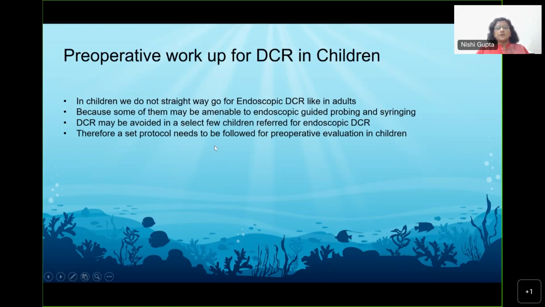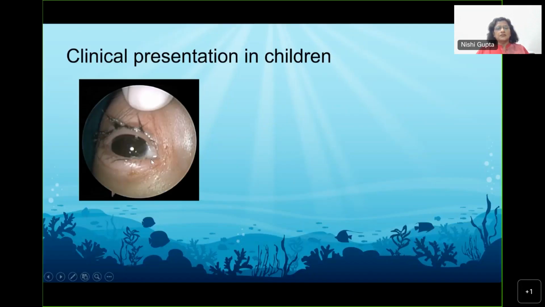We need a definite protocol for preoperative evaluation in children because of many reasons. If a child comes to us with this kind of presentation with matting of eyelashes, excoriation of the skin, and edema around the eyelashes with thick purulent discharge, the diagnosis is clear. Whether we will do probing and syringing or DCR in this case, we'll be talking about in further slides, but this is the clinical presentation.